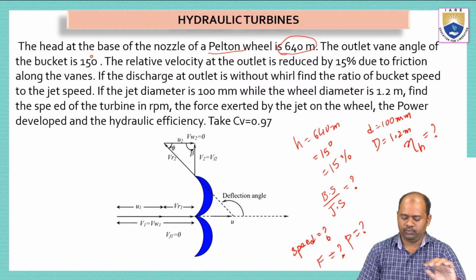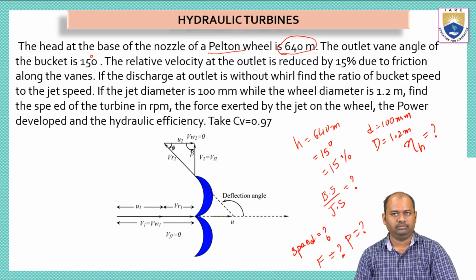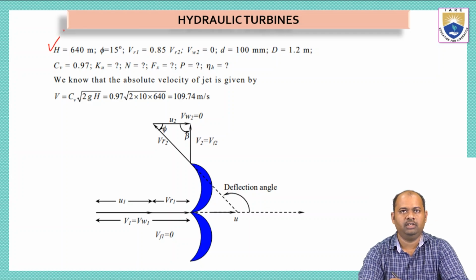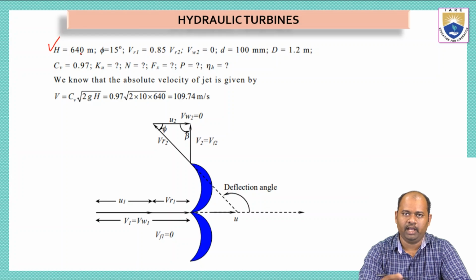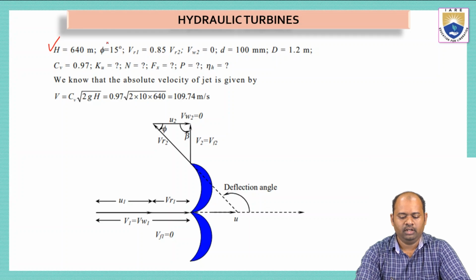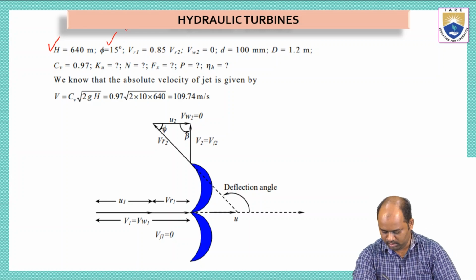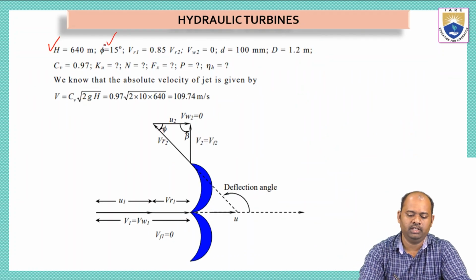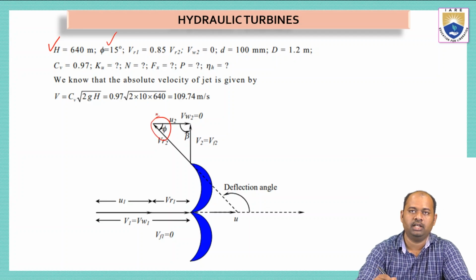So for this we have to consider the Pelton wheel turbine, where we are going to consider the cross section of the Pelton wheel. Now I am going to show the given data here. Here H is equal to 640 meters, which is the value of the head given in the question. This is all given data. And phi is the outlet vane angle, 15 degrees. This is present here in this diagram.